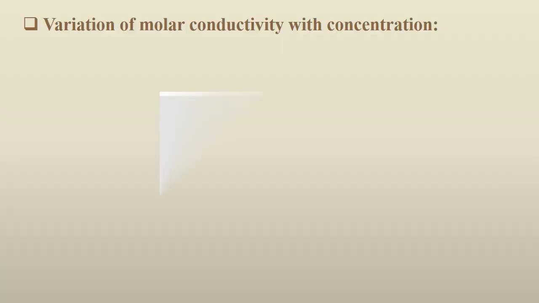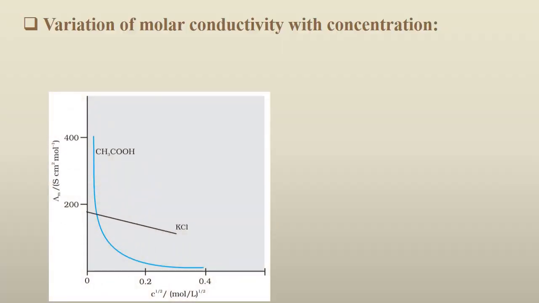Next is variation of molar conductivity with concentration. A graph is being shown. What will happen if a strong electrolyte is used? What will happen if a weak electrolyte is used? And what is the basic difference between a strong electrolyte and a weak electrolyte? A strong electrolyte dissociates into its ions completely, whereas a weak electrolyte does not dissociate into its ions in the aqueous solution.